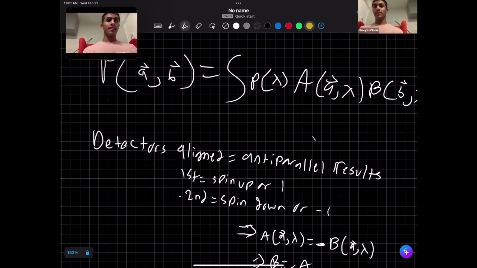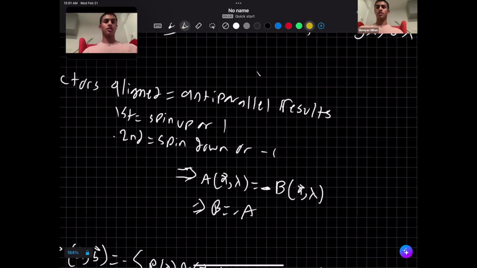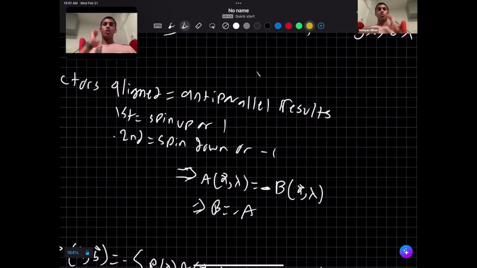This anti-parallel result means that if the first particle comes up spin up, or 1, then we know the other one has to be spin down, or -1. This is due to the singlet state that we use, these maximally entangled states that allow us to know information about one particle based on the measurement of another. So with this information of anti-parallel results, that if we know one is spin up, then the other has to be spin down, we get that this event A is just equal to negative B.